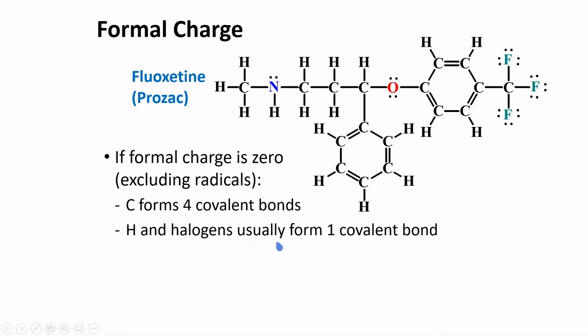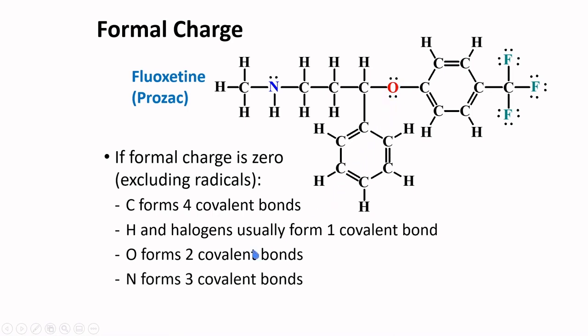Halogens usually form 1 covalent bond. For example, here is fluorine. The bond to carbon equates to 2 electrons, and so fluorine will have an octet. Oxygen forms 2 covalent bonds. Here, 2 bonds to oxygen plus 2 lone pairs will give it an octet of electrons. And lastly, nitrogen forms 3 covalent bonds. 1 lone pair plus 3 bonds will give it an octet of electrons.